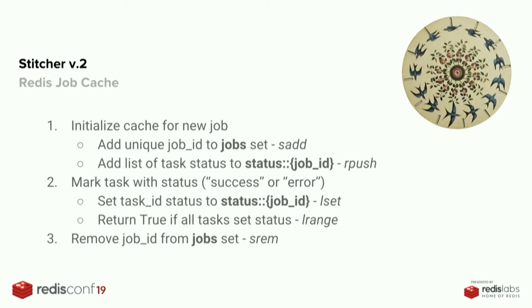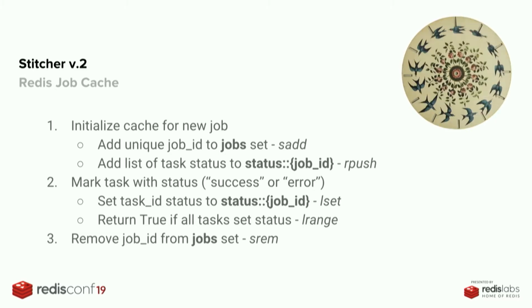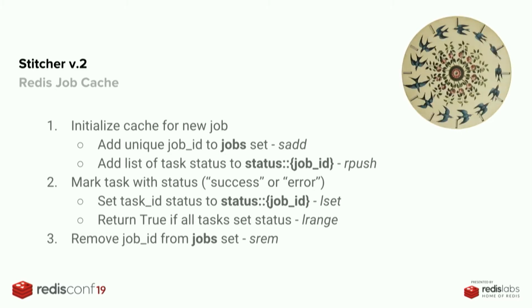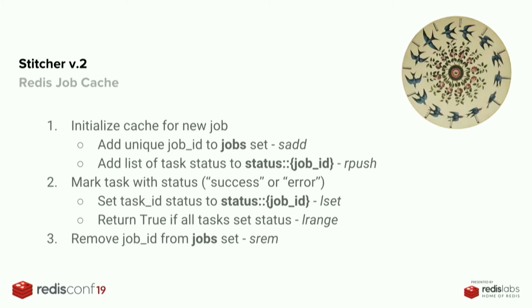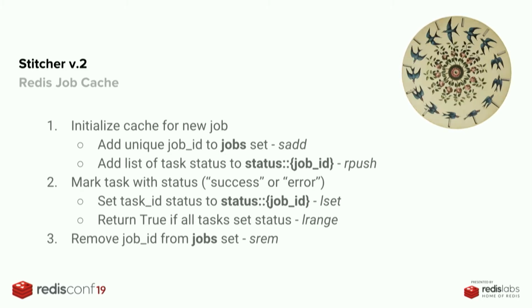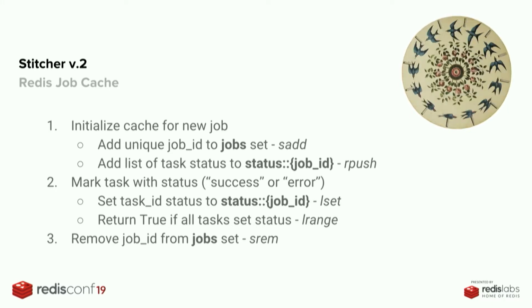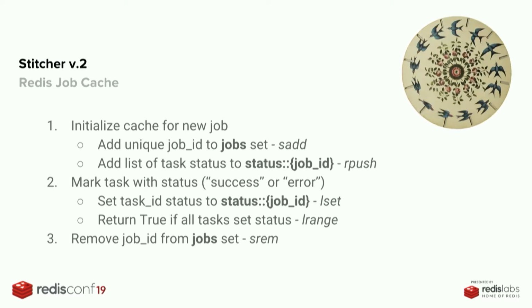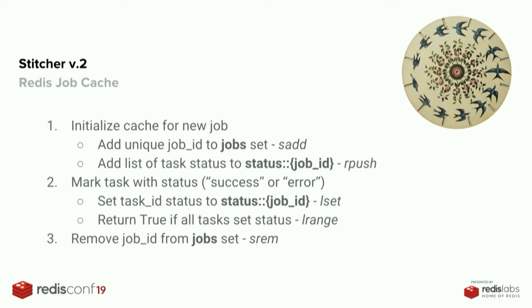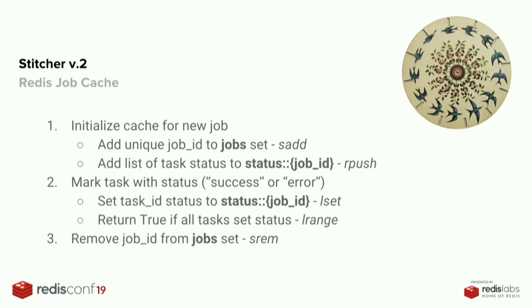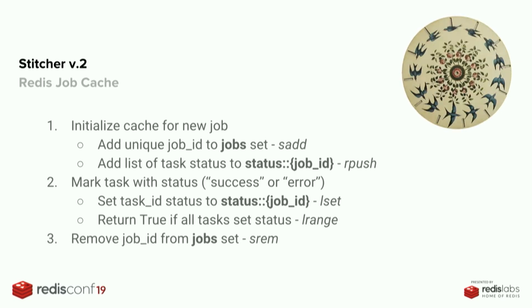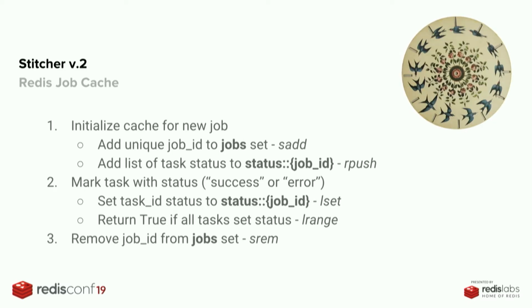Then as the renderers complete their work, each of them is going back to that list and changing the status to either success or error, and there is a check made that all the tasks are set, and we use the lrange command. And finally, we can clear that out on completion using the srem command.